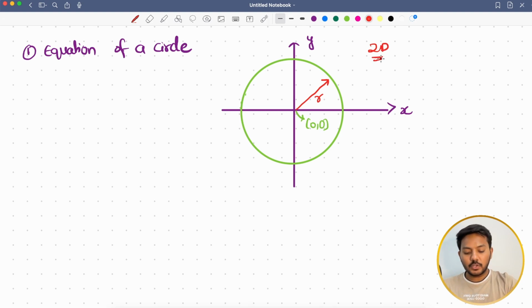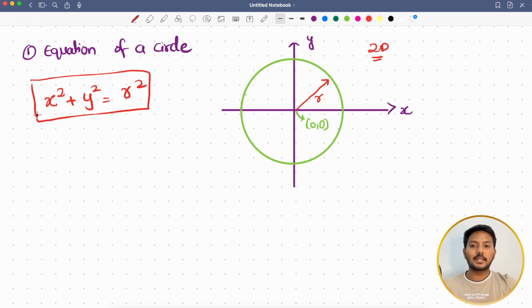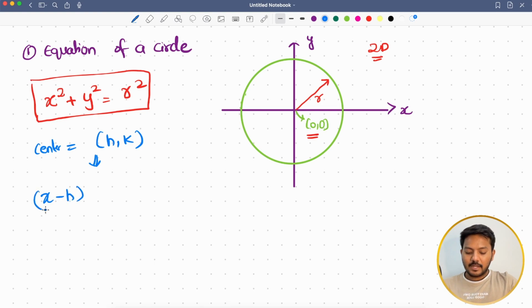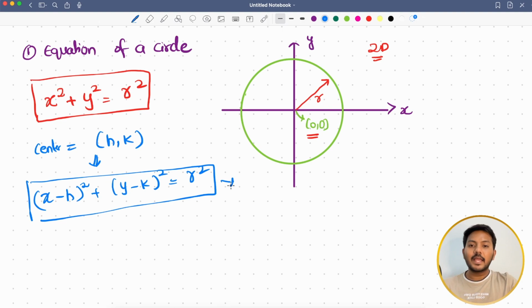And what is the equation of a circle? It is x square plus y square equal to r square. This is the equation of a circle in a 2D plane, given that the center is 0 comma 0. What if my center is at some point h comma k? It is not always mandatory that the center is the origin. In this scenario, my equation of the circle would be x minus h whole square plus y minus k whole square equal to r square. This would be my equation if the center of the circle is at h comma k.